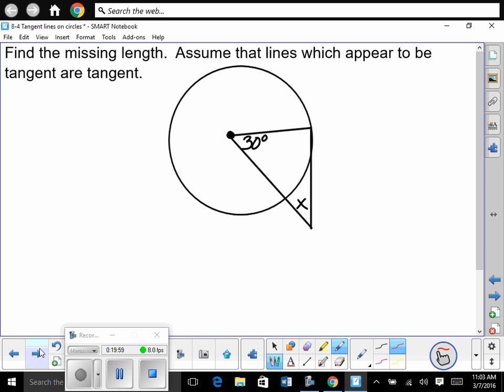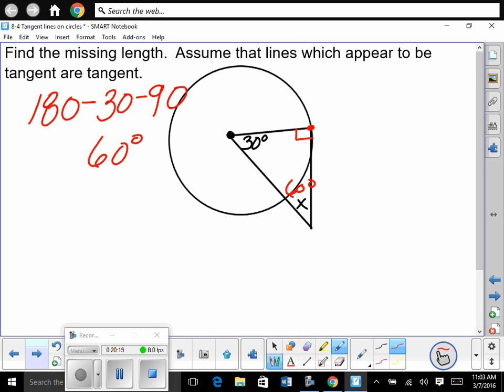So now we know that this is the tangent line. If we drop a radius to the point of tangency, that creates a 90-degree angle. Now, don't we have a triangle? What do we know about the angles of a triangle? They add up to be 180. So to find x, we take 180 minus 30 minus 90, which is 60 degrees. So this must be 60 degrees. Does everybody understand? Angles of a triangle.